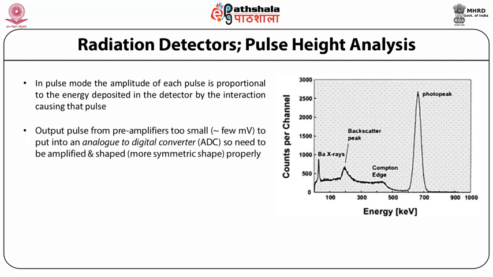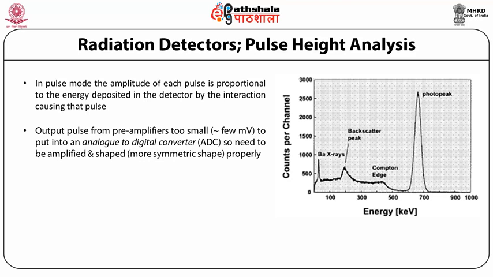The output pulse from the preamplifier is too small, around a few millivolts, to put into an analog to digital converter, so it needs to be amplified and shaped properly. Since we record the voltages at the output of the preamplifier, the gain of the preamplifier is not very high, so output pulses are of a small amplitude, and they are not very well shaped. To get meaningful information from these pulses, we need to amplify them and shape them properly.